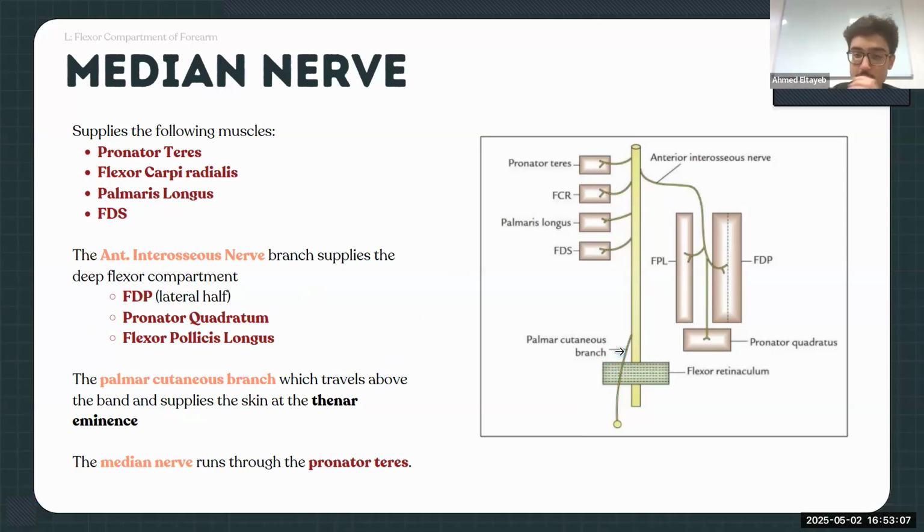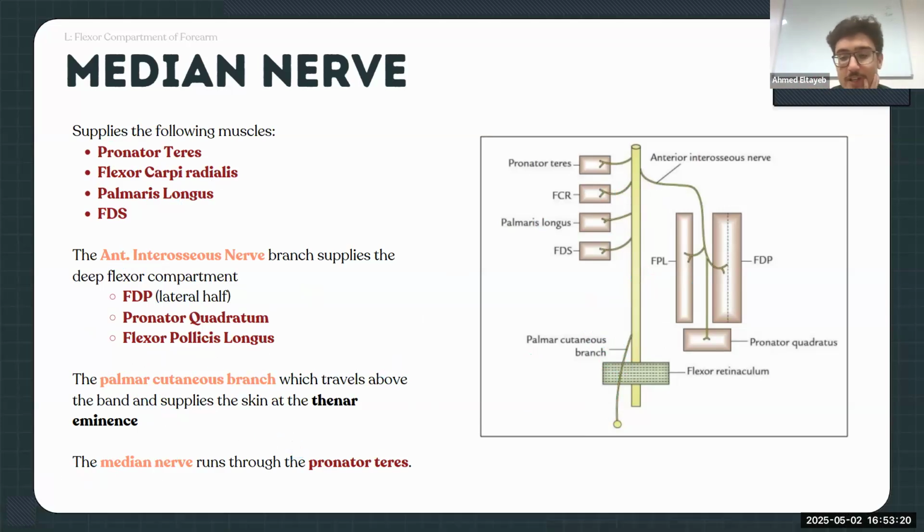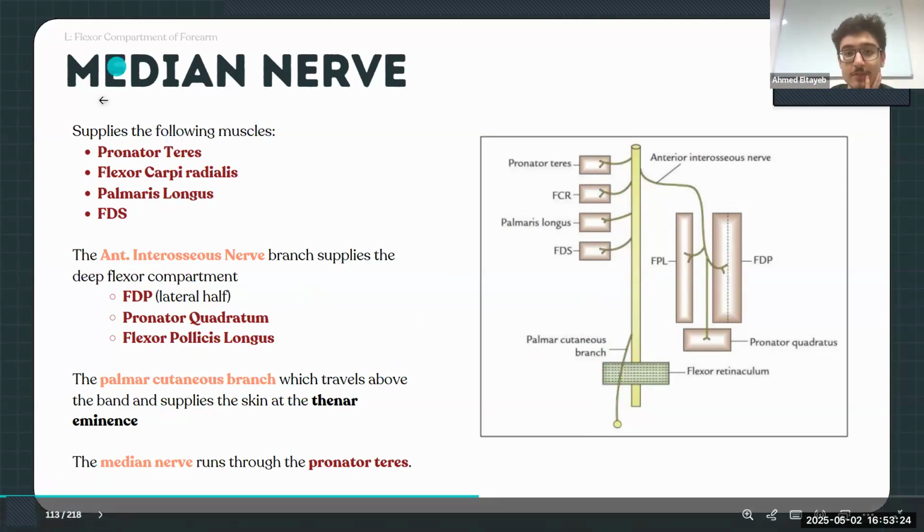It's a very later branch, and it's going to innervate part of the skin in our hand. We're going to discuss this later on. Keep in mind again that the median nerve runs through and pierces through pronator teres, so pronator syndrome, in case of entrapment, could affect the median nerve.